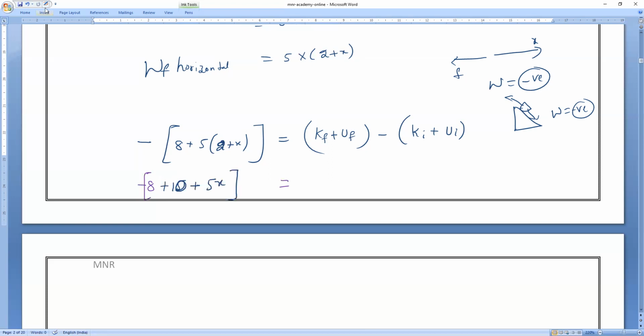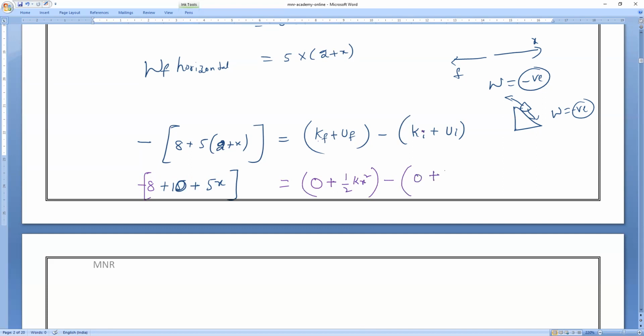Now, tell me, the body is already compressed, so it came to rest. So the final kinetic energy becomes what? 0. And finally, the final potential energy. The spring is compressed. So what is the final potential energy? Speak loudly, guys. Half kx square. Minus the body's initial kinetic energy. It is at the 0 position, so what is the initial kinetic energy?